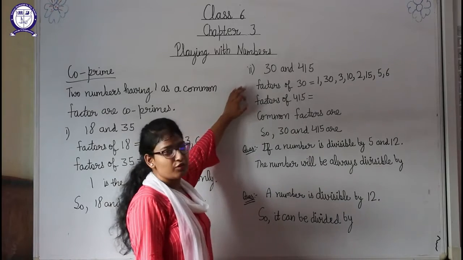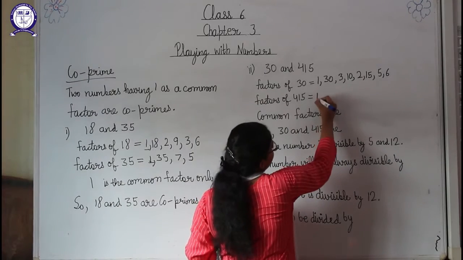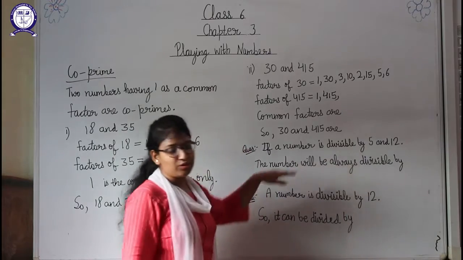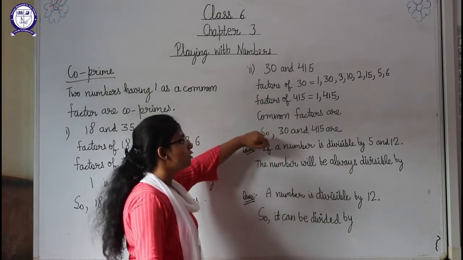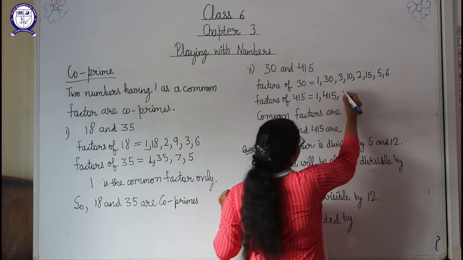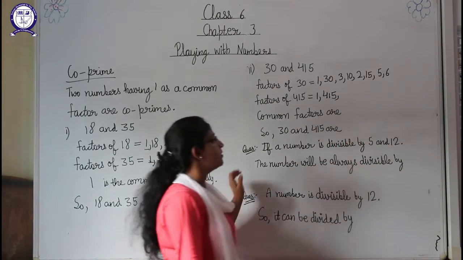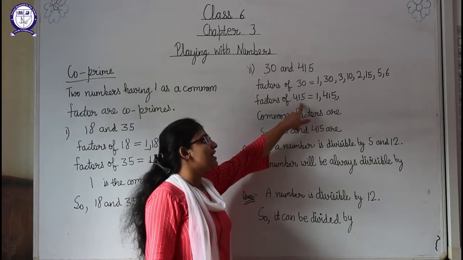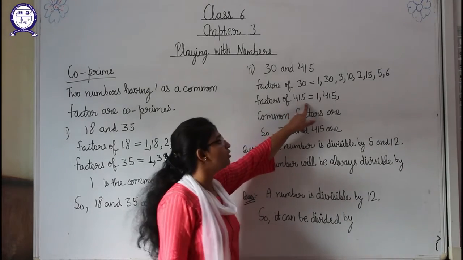Now factors of 415. First of all we will write 1 and 415. Then it can't be divisible by 2. It means 2 is not a factor of 415. Now next can be 3. We will check with 3. Here 5 plus 1 is 6, and 6 plus 4 is 10. It means it is not divisible by 3 also.